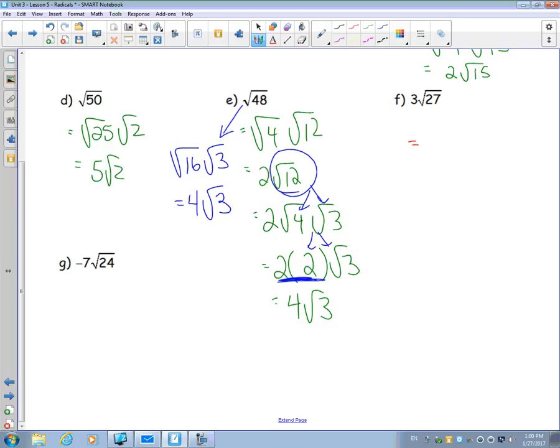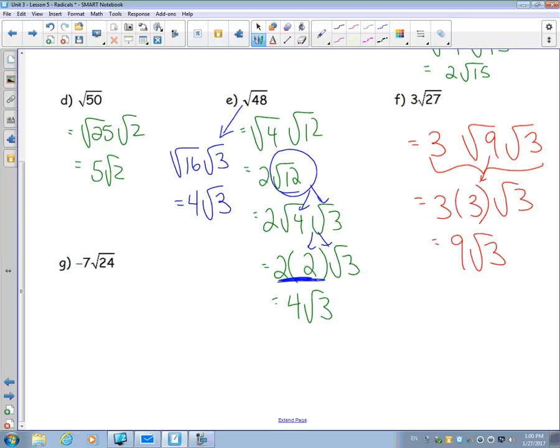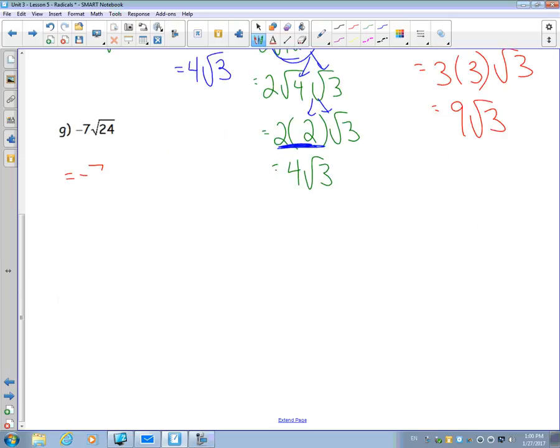Okay, so continuing on for this previous one. Root 27. Well, root 27 has a 9 and a 3. And this is all multiplying, remember. So that 3 that's hanging out the front needs to multiply with the new 3 from root 9 to give us 9 root 3. Okay, and then the last one, root 24, what goes into that? 2 and 12, but those aren't perfect. How about 4 and 6? So negative 7 times 2 times root 6 is negative 14 root 6. And that's how we can break down a radical into parts.